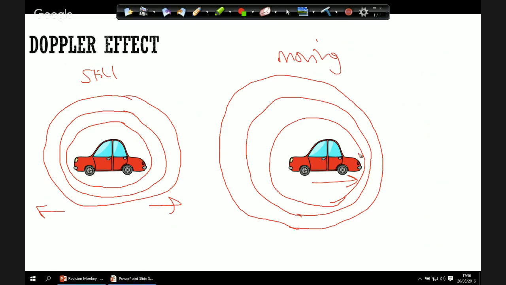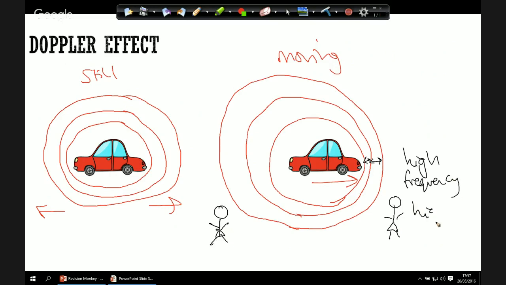And what happens with this is that if you were stood at the front of the car, you would hear a different sound than if you had stood behind the car because of these waves. So if you were stood in front of the car, you would hear these waves, which are closer together, so they're a high frequency and therefore a high pitch. We might need to talk about these in terms of wavelength as well. So they're short wavelength, which you can see by measuring them here, a high frequency and therefore a high pitch.